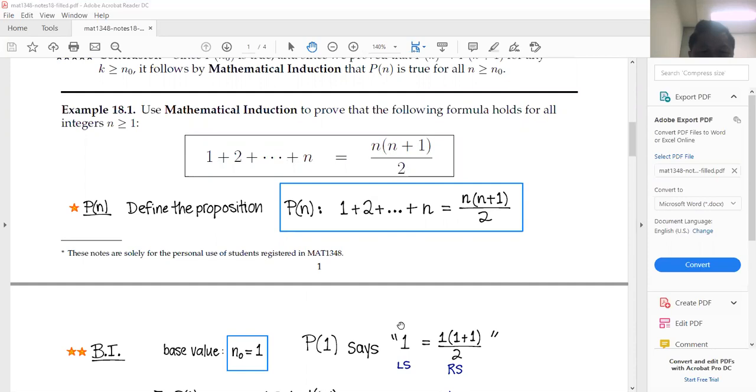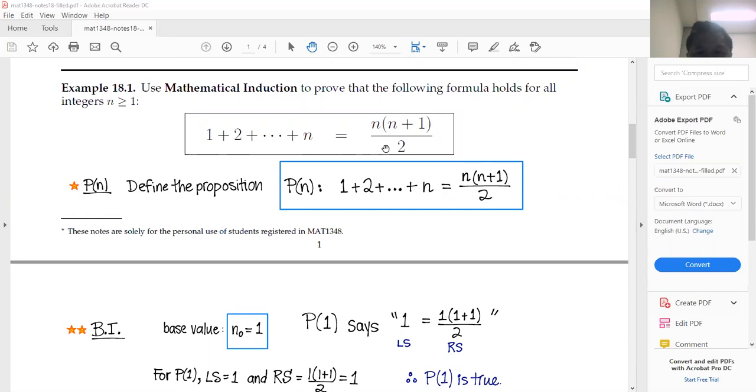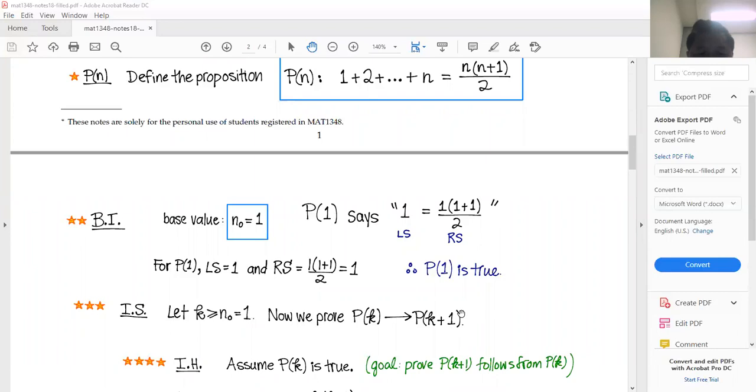which means the left side is 1. Right side, we use the formula: it is 1 times (1 plus 1) is 2, 2 over 2 is 1. So the left side and the right side are equal. So P1 is true. Next, we suppose P(k) is true.